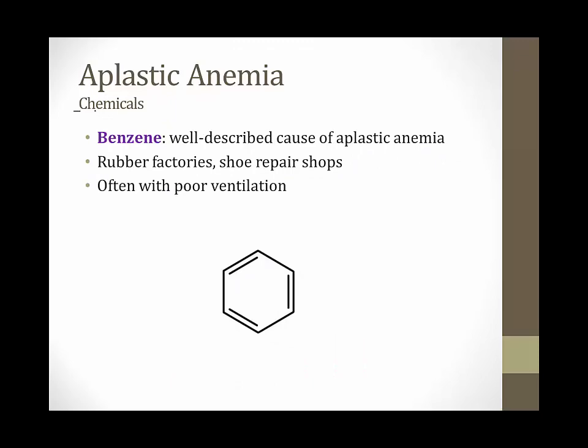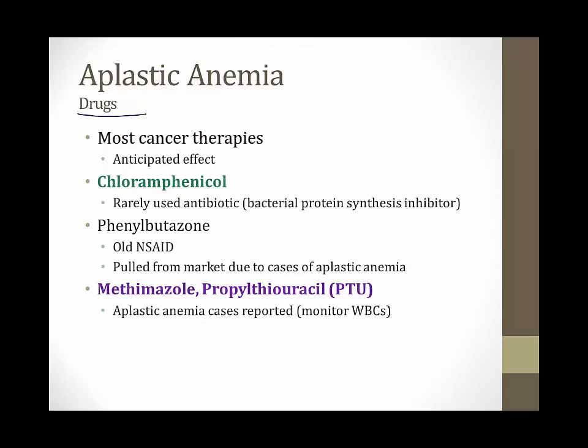Certain industrial chemical exposures can cause aplastic anemia. The classic chemical agent to do this is benzene. This is a picture of a benzene ring on the screen to remind you of that. People can be exposed to benzene when they work in rubber factories or shoe repair shops, especially if there's poor ventilation. There are a number of drugs that can cause aplastic anemia.